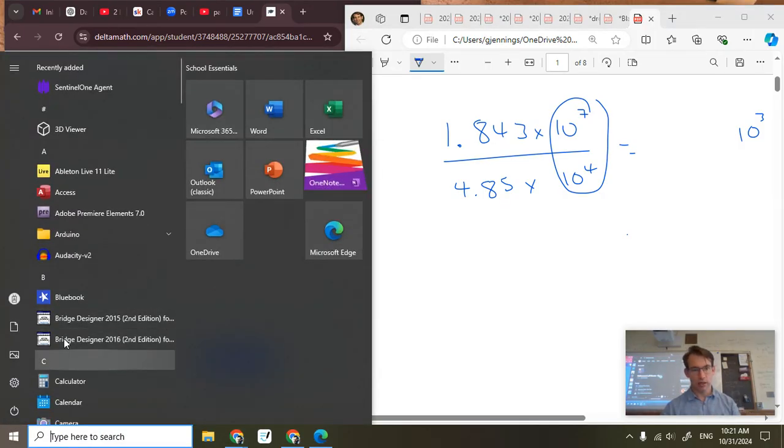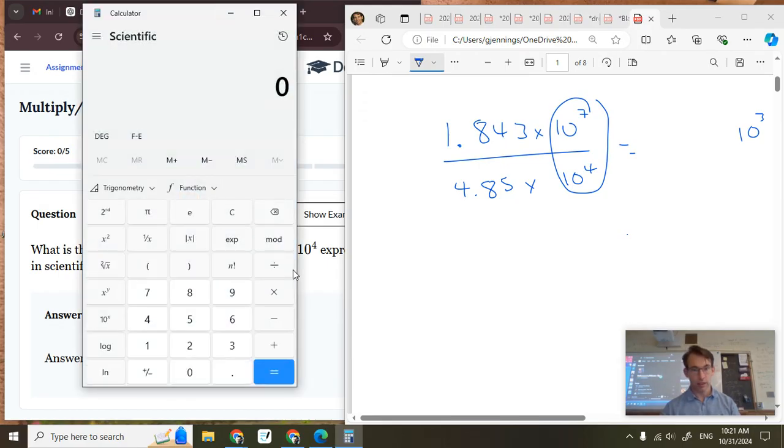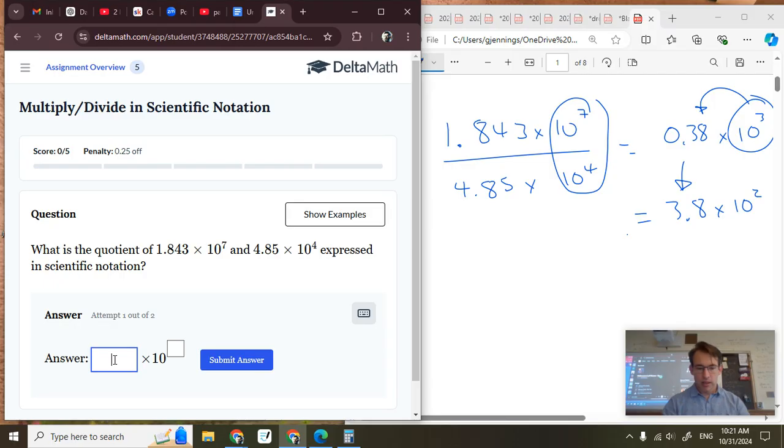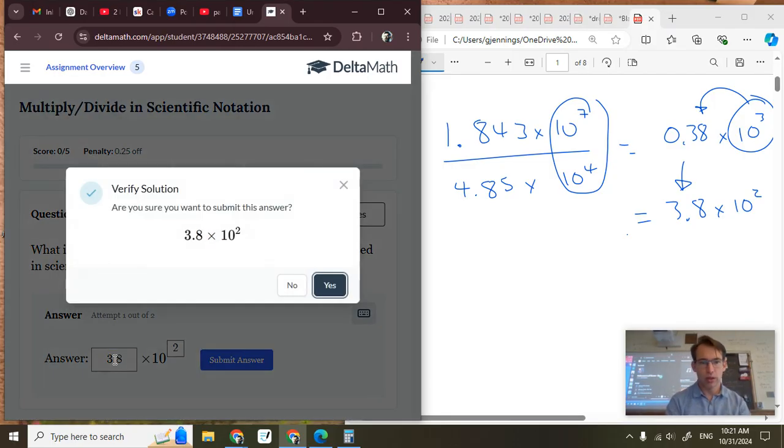I'm just going to get one out here, but you can use a plastic calculator if you want. 1.843 divided by 4.85 is 0.38. So we have 0.38 times 10 to the 3, but that won't do. We need 3.8 times 10 to the 2. See, I borrow one of these 10s to put it into scientific notation. 3.8 times 10 to the 2.